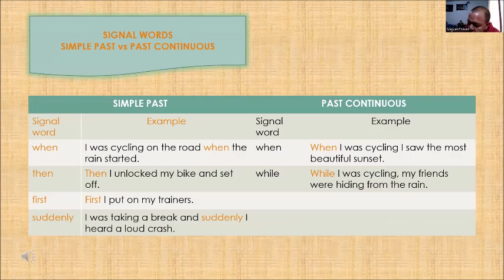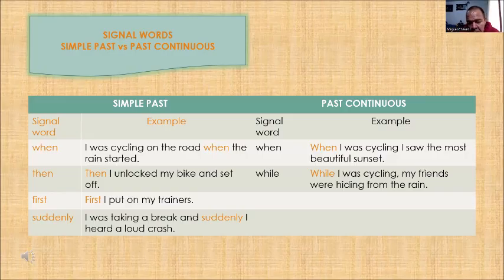Signal words can help us to recognize which tense to use in a sentence. Below is a list of signal words for the simple past and past continuous tenses. For the simple past, we can find when, then, first, suddenly. And here we have some examples. I was cycling on the road when the rain started. Then I unlocked my bike, I set off. First, I put on my trainers. I was taking a break and suddenly I heard a loud crash.